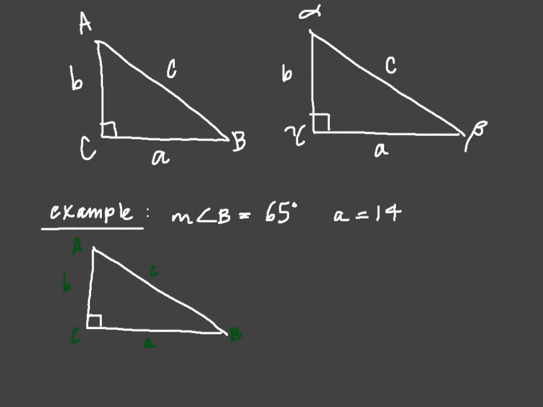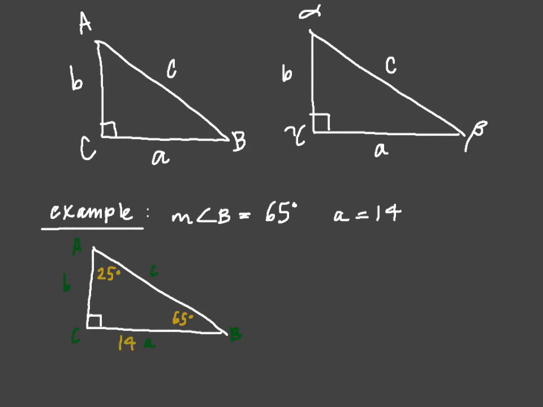Now I'm going to actually write down what they gave me. They told me that the measure of angle B was 65 degrees, and since we have a right angle, the two acute angles need to add up to 90 degrees. So the measure of angle A should be 25 degrees. Those two acute angles add to 90. And they tell us that side A, which is across from angle A, is 14.